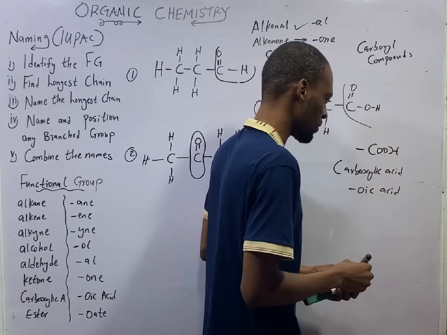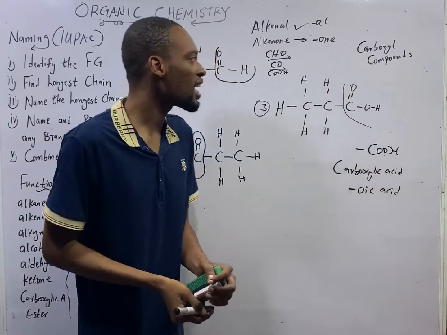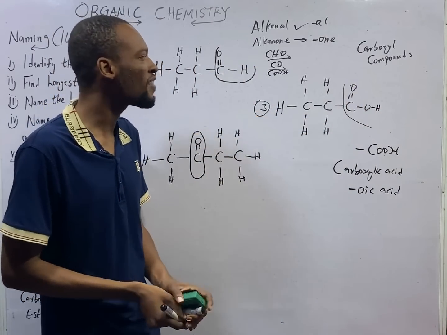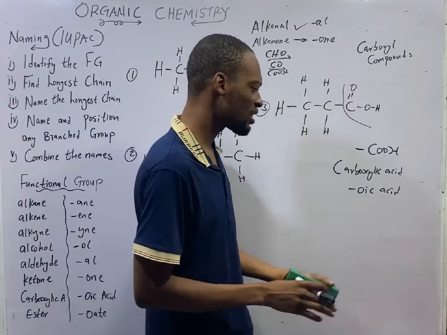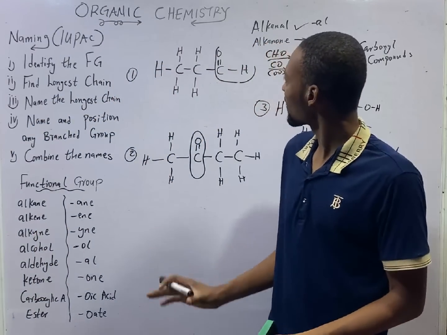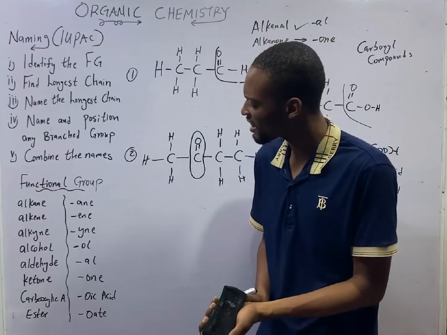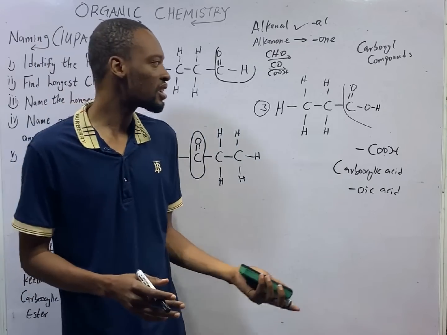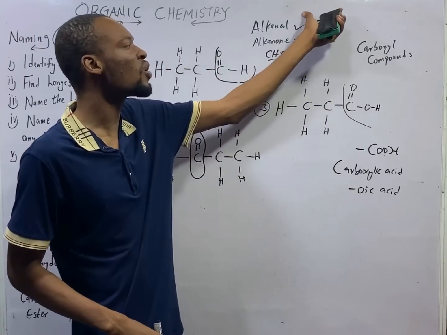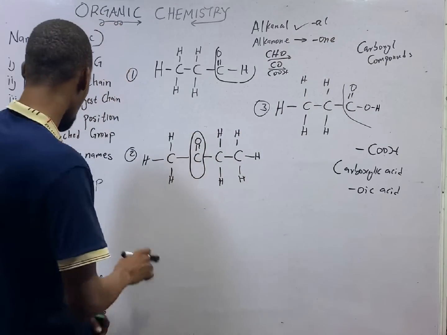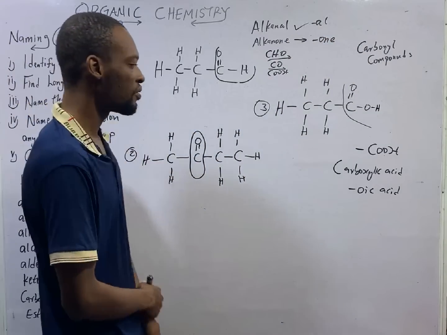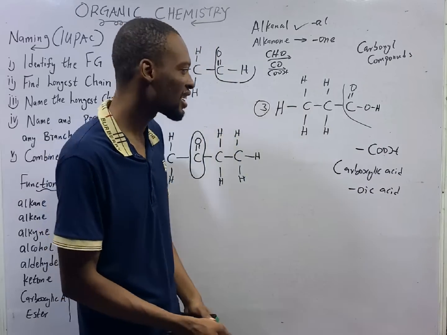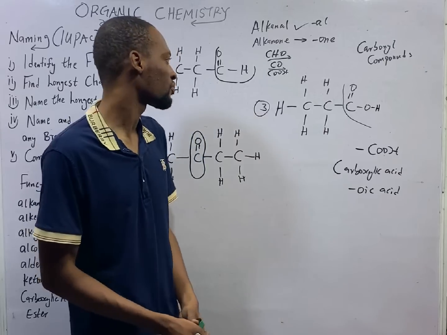In organic chemistry, any compound you see having this type of bond, C double bond to O, C double bond to O, C double bond to O, they are referred to as carbonyl compounds. And the top carbonyl compounds are alkanals, alkanones, carboxylic acids, and esters. Esters are derivatives of carboxylic acid. When alkanols, alcohols, react with carboxylic acid or alkanoic acid, they will form esters and water.